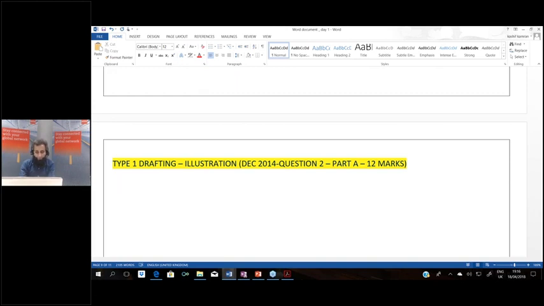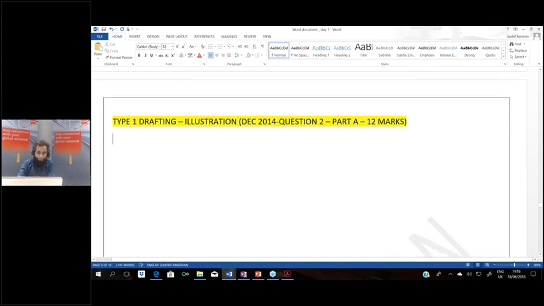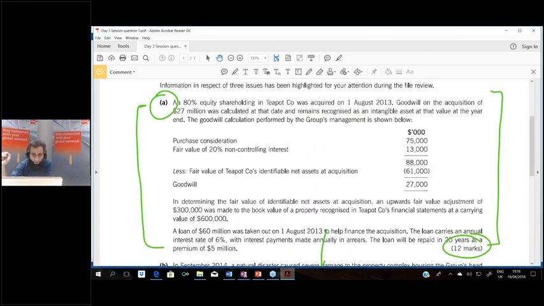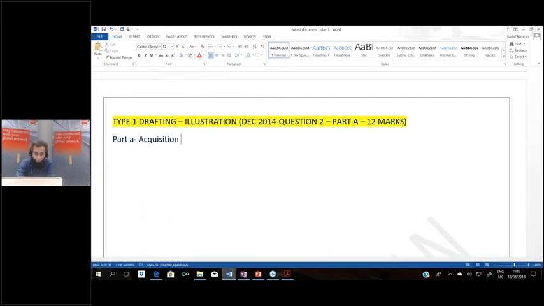Now, having said that, I know I have to do two things. In terms of the part A, let me take the heading of the part A. The part A heading is 80% equity shareholding was acquired in the teapot company. So 80% equity shareholding was acquired in the teapot company. Okay, acquisition. So let's make the heading of part A, acquisition of teapot company. Now I have how many marks for it? 12.